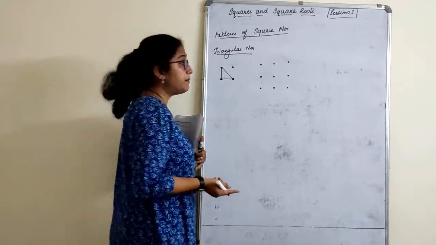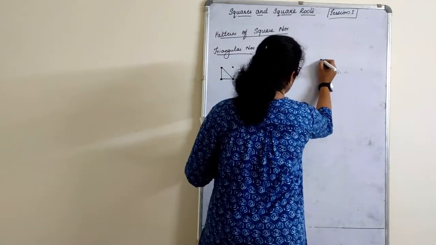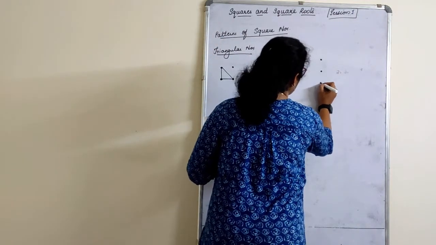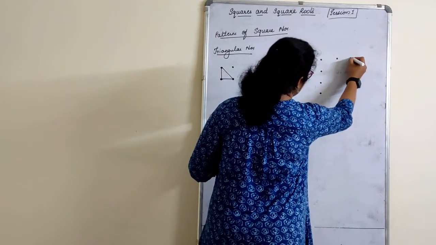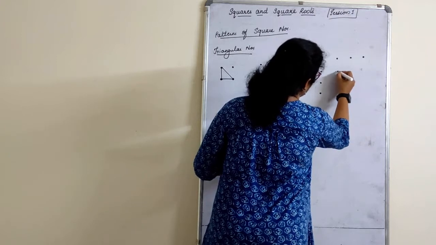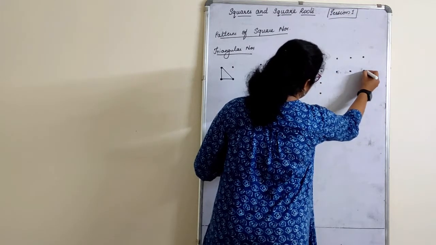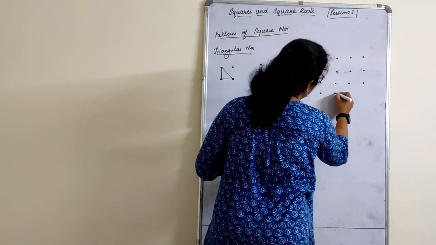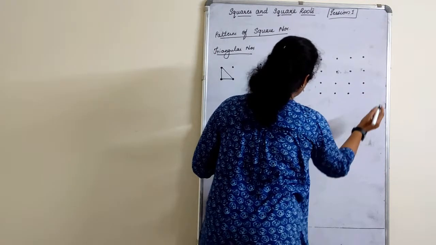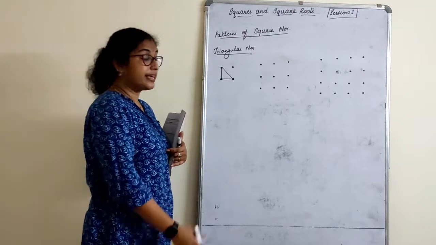If I want the third pattern, then how does it have to be? It has to be 1, 2, 3, 4. That means I have to have 4 more points here also. Draw these dots a bit big so that we can see the pattern easily. Okay, let's draw the triangle with this.